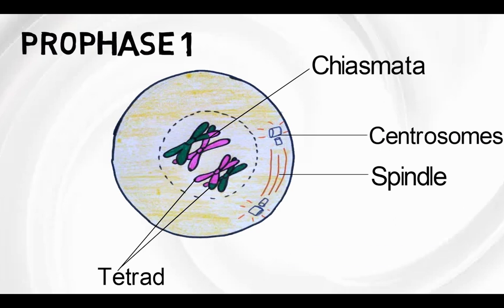I think it's crossing over. That's right. Actually, this crossing over occurs in X-shaped regions of tetrads called chiasmata. These are happening only in prophase 1, especially crossing over and synapsis. So, this is prophase 1.